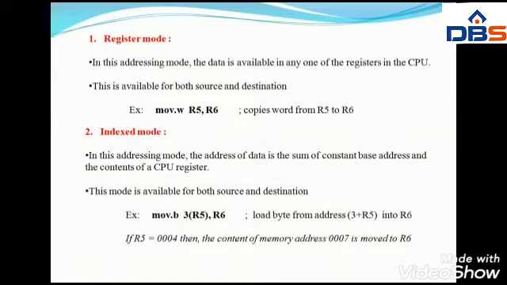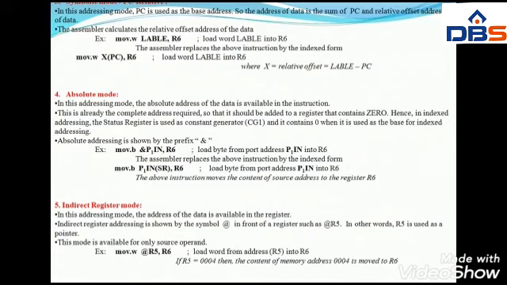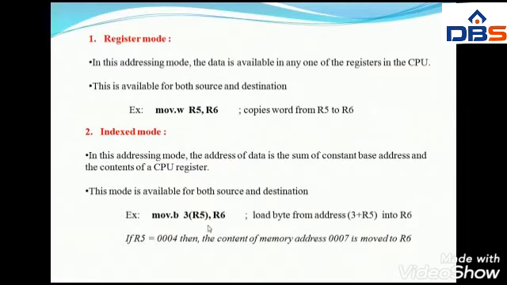Coming to the example here, MOV.B 3(R5), R6. Here the contents which are present in the R5 register will be added with 3 and the resultant data is stored in the R6 register. Take a look here. If the value of R5 is 0004, the memory address is 0007. Why? Because here we are adding 3. That means 0004 plus 0003 is nothing but 0007, and this value is moved or loaded into the R6 register.